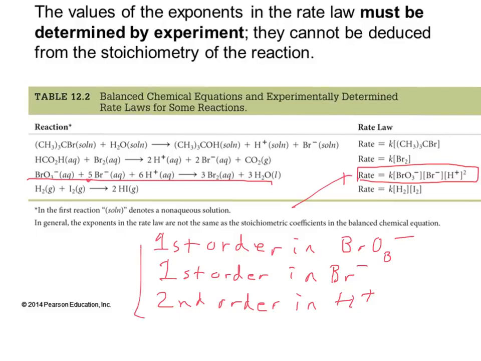Overall, we'd add them together. 1 plus 1 plus 1 is 2, so overall, the reaction is fourth order. Why? Because when we added up our exponents, 1 plus 1 plus 2 is 4. Chemistry is easy, life is hard, yes?